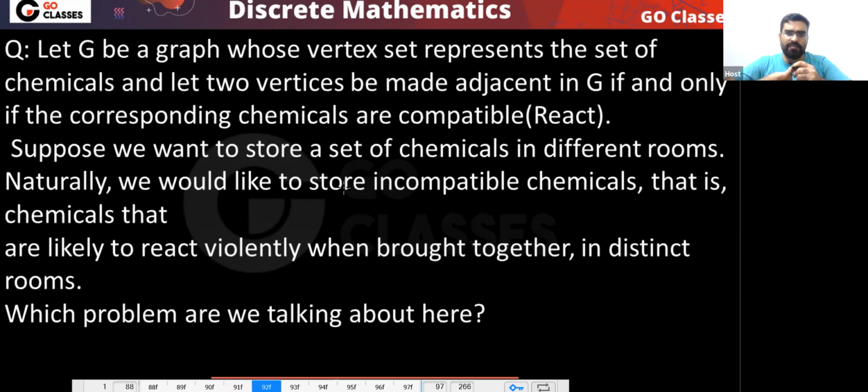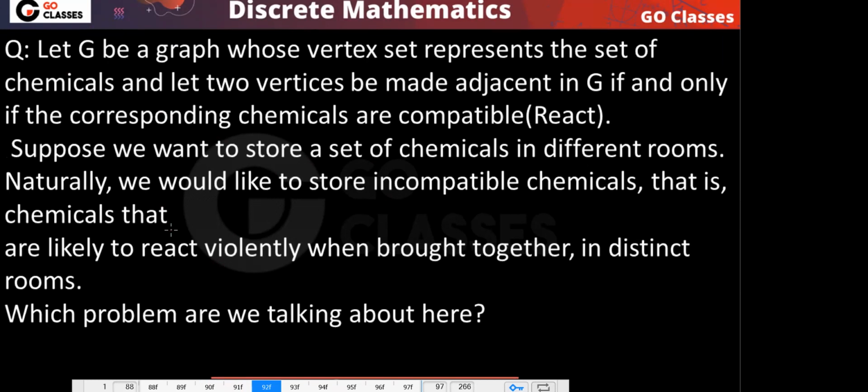Read this question and tell me which problem we are talking about here. Let G be a graph whose vertex set represents the set of chemicals. Two vertices are adjacent if and only if they are compatible, meaning they react. Suppose we want to store a set of chemicals in different rooms. Naturally, we would like to store incompatible chemicals in different rooms. So which problem are we talking about in this question?